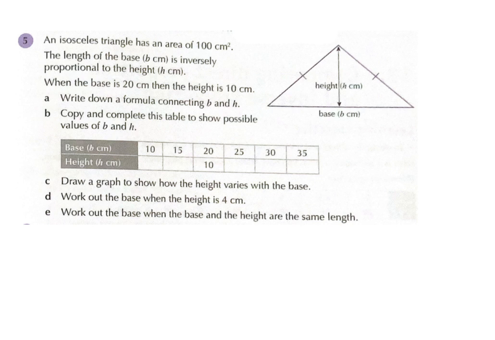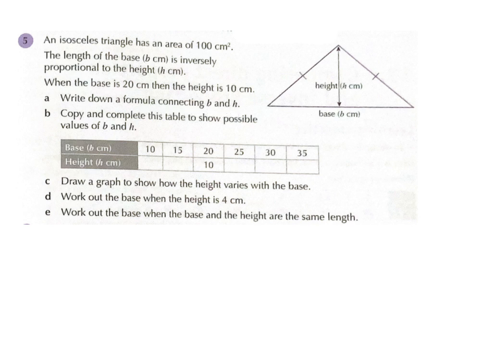Number 5. Harris, can you read number 5? An isosceles triangle has an area of 100 centimeters squared. The length of the base, b centimeters, is inversely proportional to the length of the height, h centimeters. When the base is 20 centimeters, the height is 10 centimeters. Write down a formula connecting b and h.